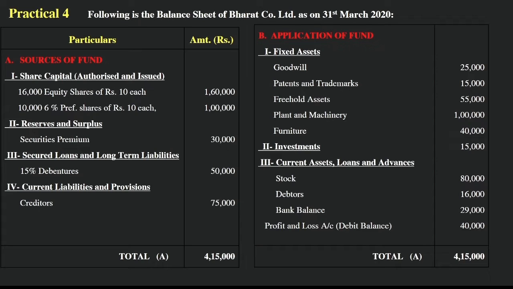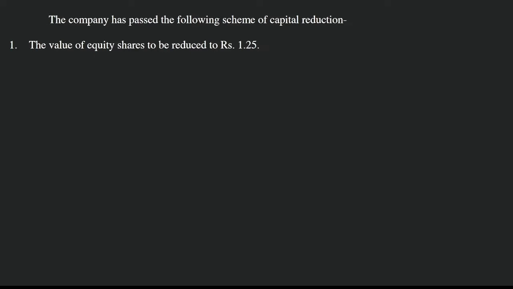So this is the balance sheet given of Bharat Company Limited. Now look at the further example. The company has passed the following scheme of capital reduction. What is the scheme of capital reduction? Look at here. The value of equity shares to be reduced to rupees 1.25. Now see here, the reduction of equity shares is mentioned. How much reduction? The shares are of 10 rupees, reduced up to rupees 1.25. It means that there is a reduction of 8.75 rupees per equity share. The value of preference shares to be reduced by rupees 1 per share. So in preference shares a reduction of 1 rupee is given, and in equity shares a reduction of 8.75 rupees is given.